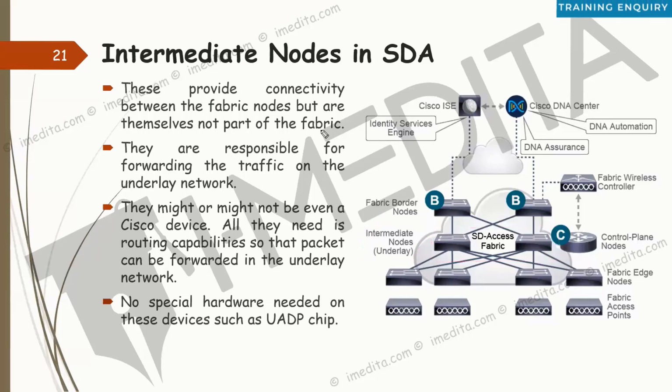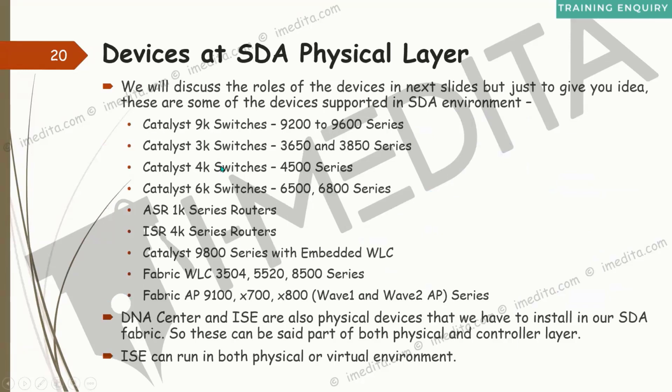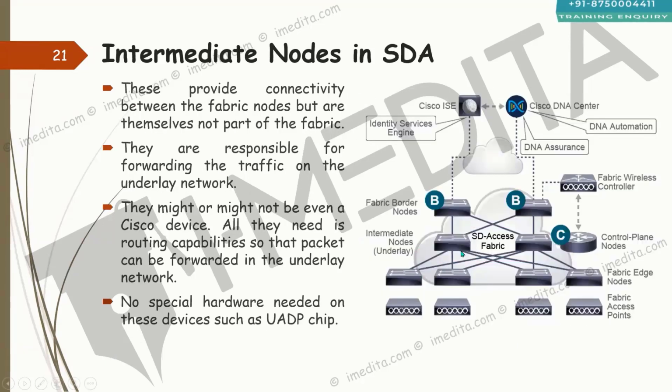So we have some devices here. Sir, just one question. That means for the intermediate node, we can use any device? It doesn't use any LISP, any VXLAN, just an underlay? Yeah, any device. Okay, sir. Thank you, sir.